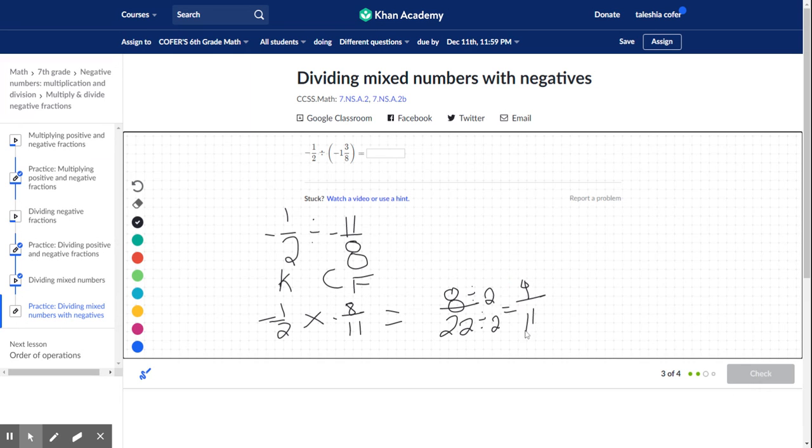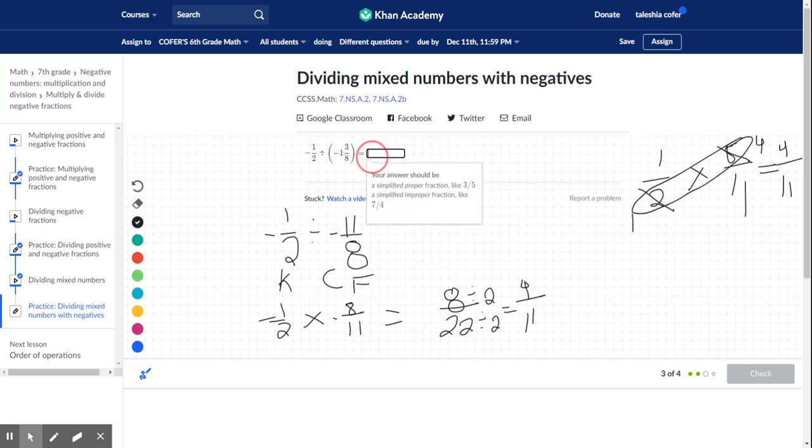If I were to reduce ahead of time, when I had the 1/2 and the 8/11ths, the 8 and my 2, those are both multiples of 2. 2 divided by 2 is 1. 8 divided by 2 is 4. 4 times 1 is 4. 11 times 1 is 11. I would have still come up with the same answer, which would have been 4/11. And because they are the same sign, the answer is positive.